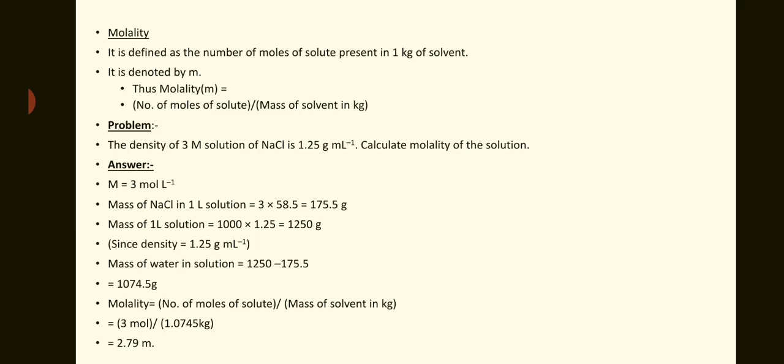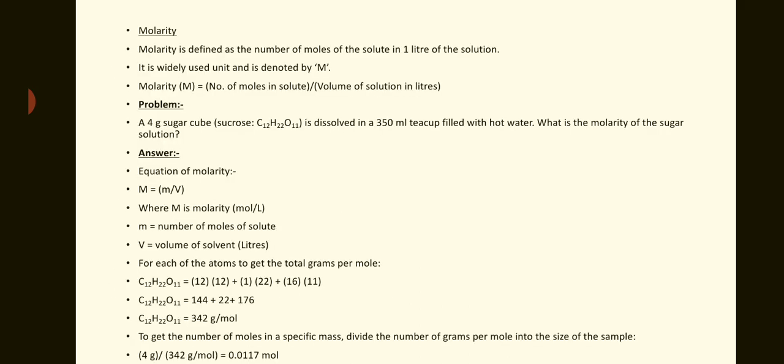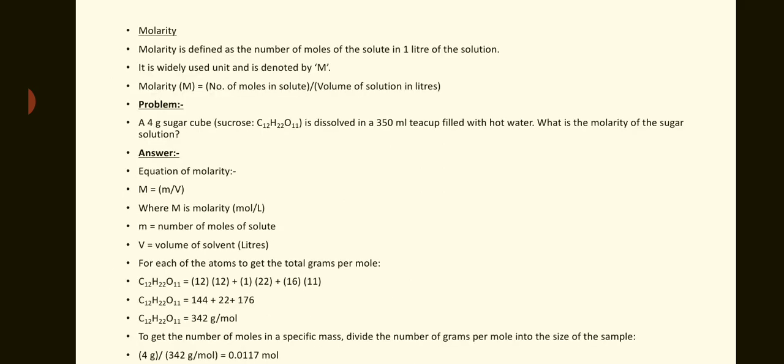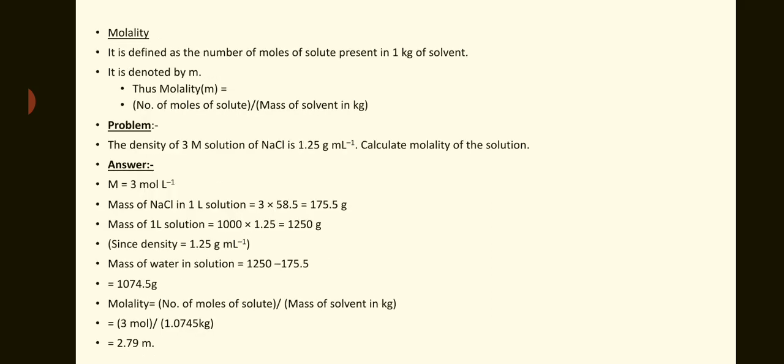Now the next concept is molality. You can see there is a difference of R and L in molality and molarity. Students remain quite confused, but these two are different things, and the difference between molarity and molality is also asked in examinations. So be careful with these two terms. Now what is molality? It is defined as the number of moles of solute present in 1 kg of solvent. It is denoted by a small m. Thus molality, small m, is equal to number of moles of solute divided by mass of solvent in kg.